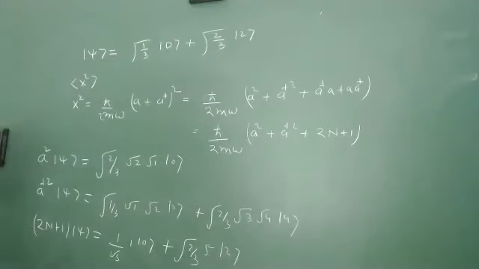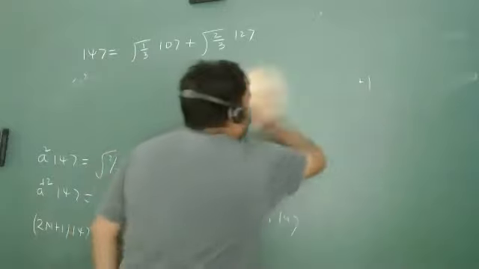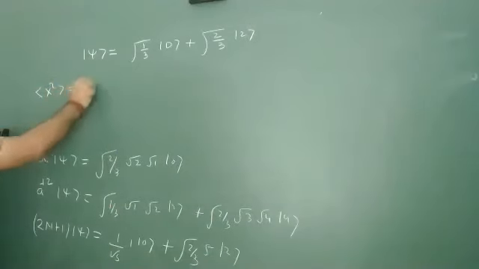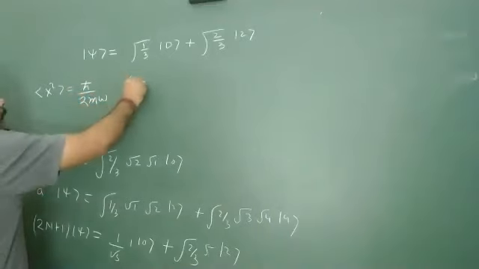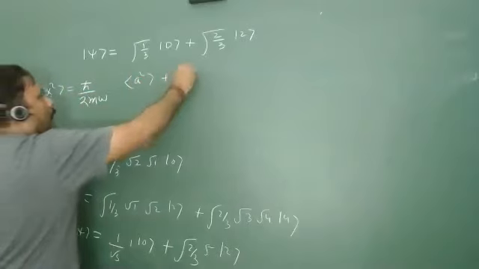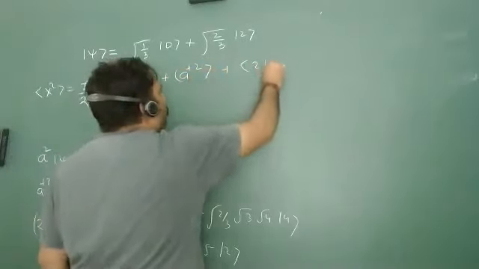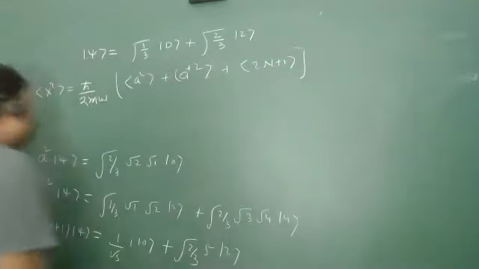Now we have to calculate the expectation value of x square. So I am just removing this part. Very simple, very mechanical, but you have to keep patience. So this is x square, that will be h cut upon 2m omega. You have to calculate the expectation value of a square, the expectation value of a dagger square plus the expectation value of 2n plus 1. Now let us go for this.